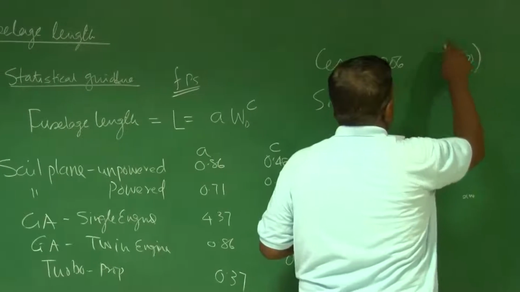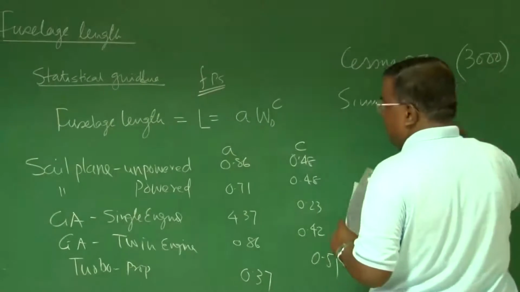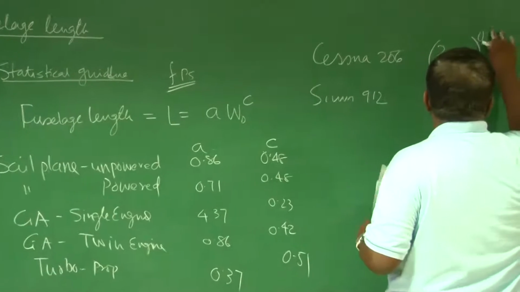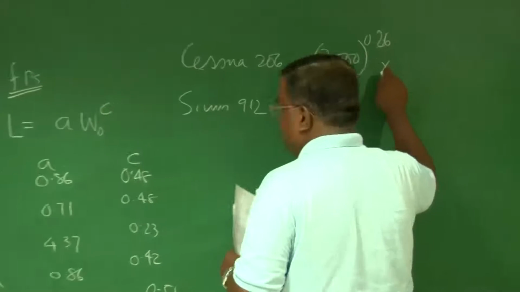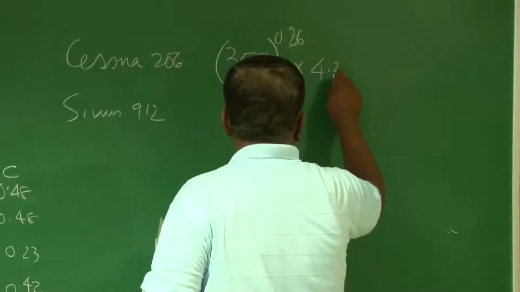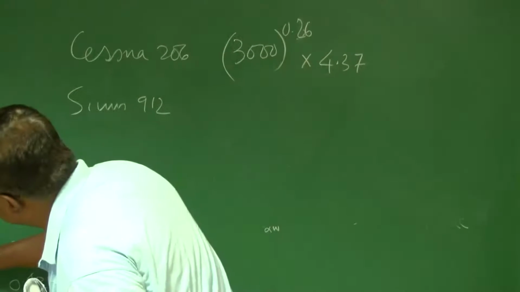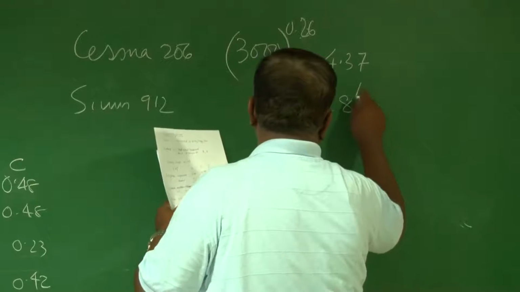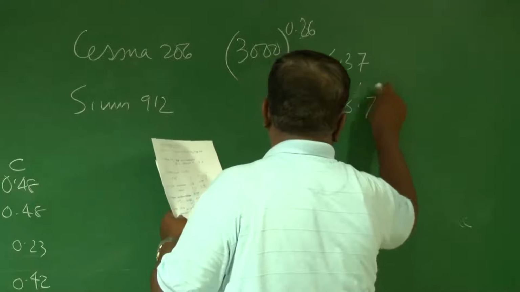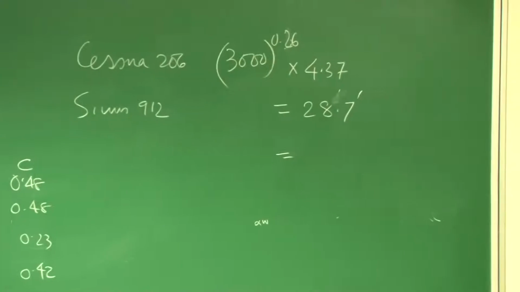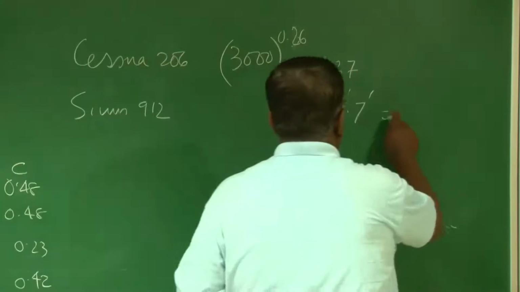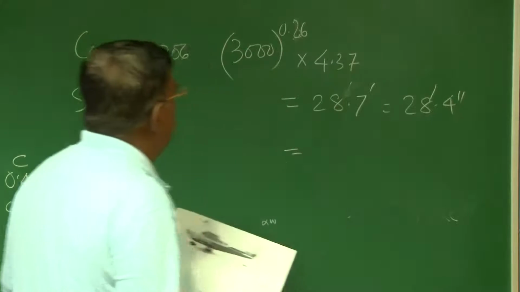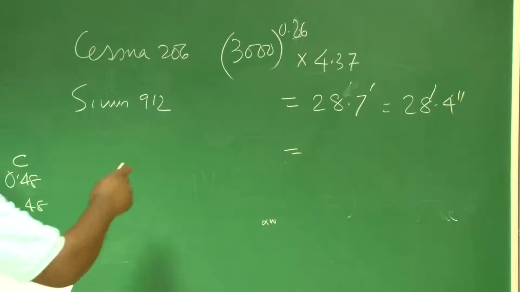So 3,000 to the power C. C is how much? C is 0.23. 0.23 into 4.37, and you'll find this comes to around 28.7 feet. The actual measurement I have seen, which we have done roughly, is 28 feet 4 inches. This is for Cessna 206.